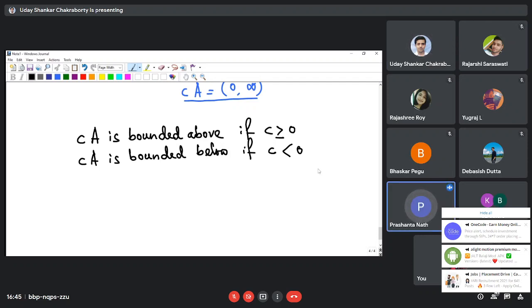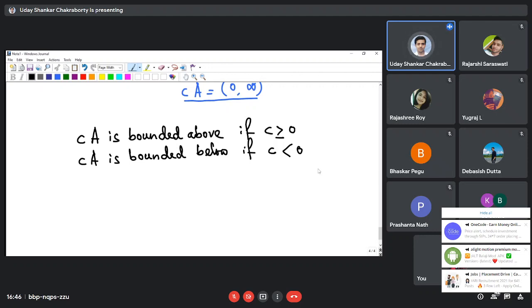Sir, C is finite or infinite? C is a real number. Can a real number be infinite? A real number is always finite, no? C is a fixed real number. It may be minus 5 crore. It may be plus 10 to the power 10 crore. No problem. It's a real number only.